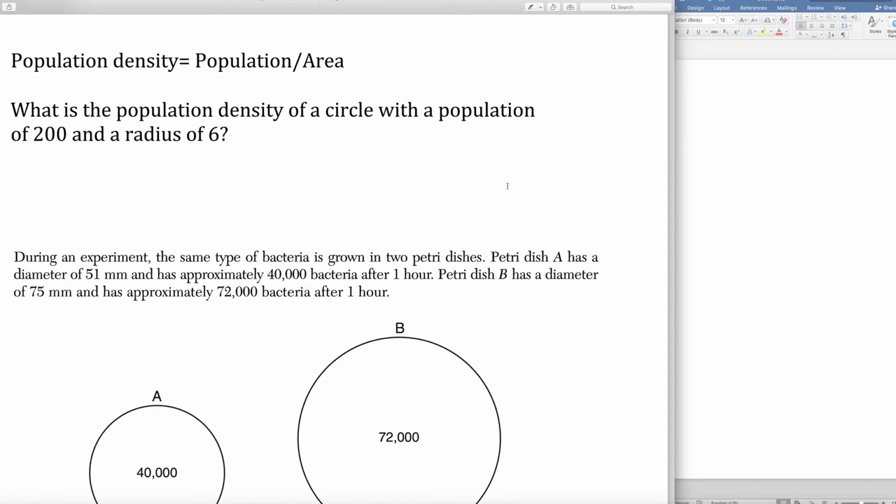What is the population density of a circle with a population of 200 and a radius of 6? So population density is just how many people there are over how much space there is. Right now there's 4 of us in this room, so it's 4 people per room, right? If there was 100 of us in the room, it would be 100 people per room. And if you want to know per foot, you put foot on the bottom. It's population over area. So a circle with population 200, radius of 6, you would say 200 over the area, which is pi 6 squared.